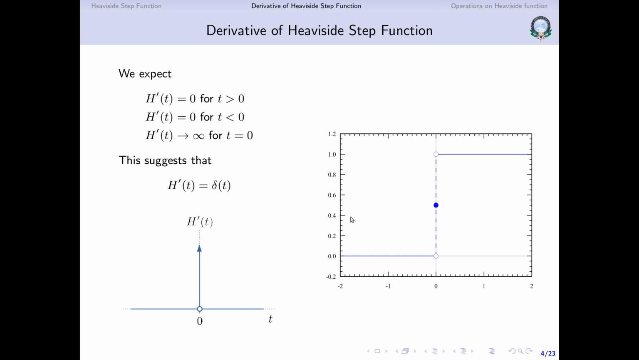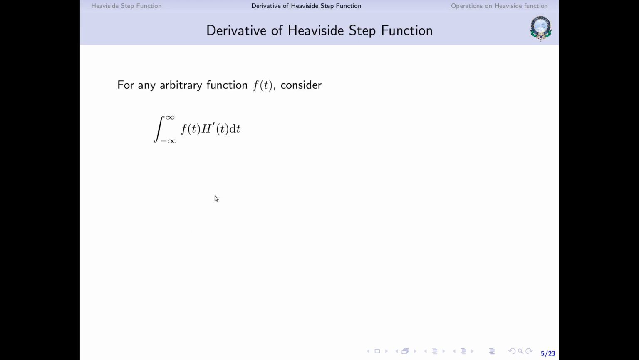Now, we are just speculating that this is how it will be, but we can actually derive and arrive at this particular fact. So what we do is we take any arbitrary function, let's say f of t, and taking this arbitrary function, let us consider this integral. We are trying to integrate the product of that arbitrary function with the derivative of the Heaviside step function. Now what will that give us? We can just apply the integration by parts formula here. So we are having a product of two functions. In this integral, we are having the derivative of one function and the other function as it is.